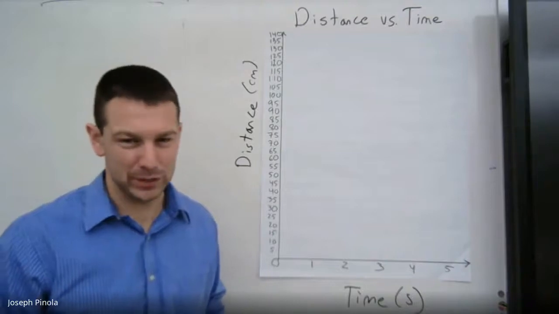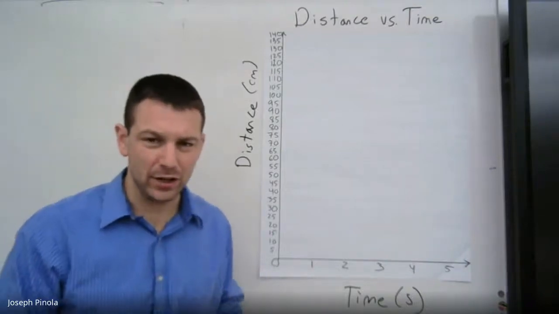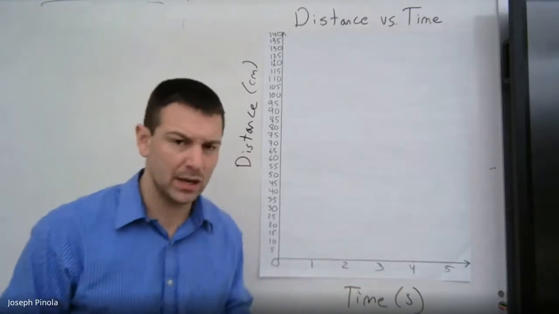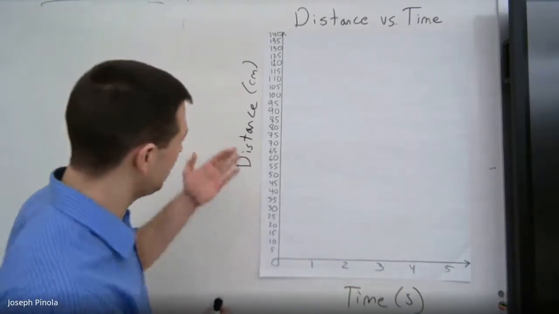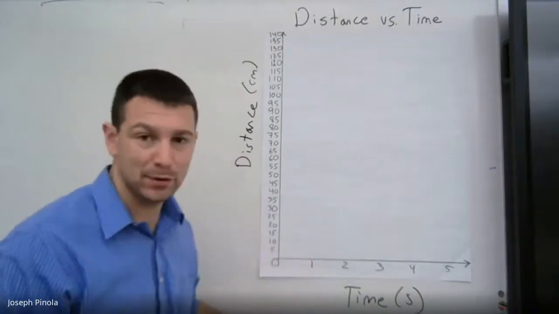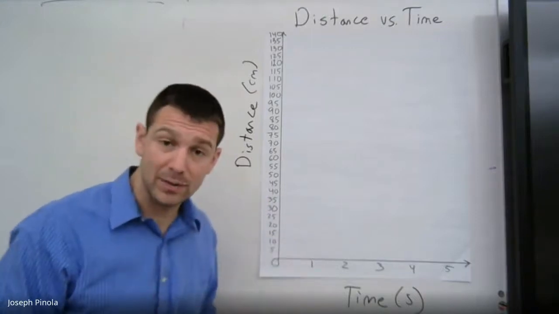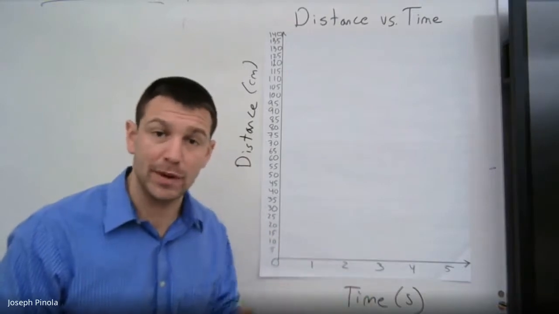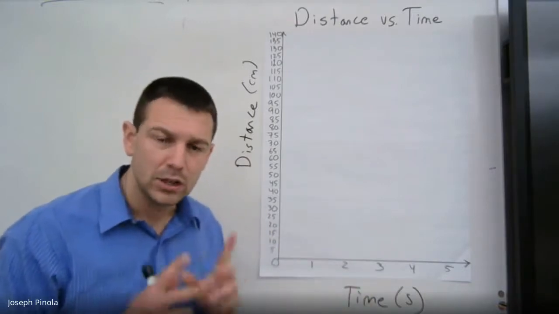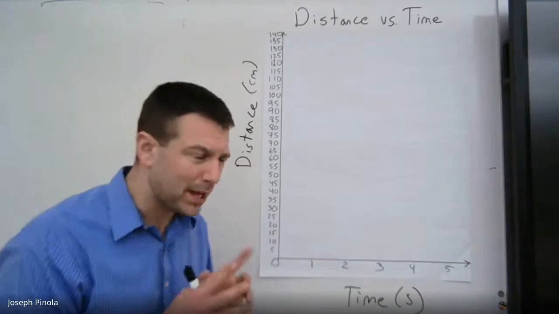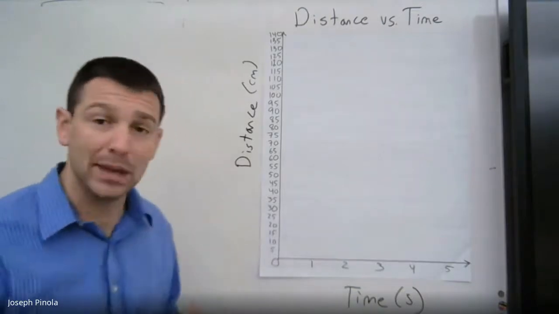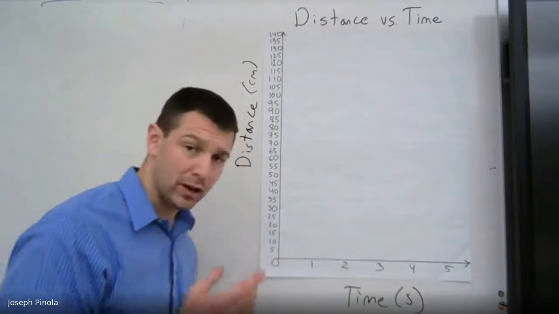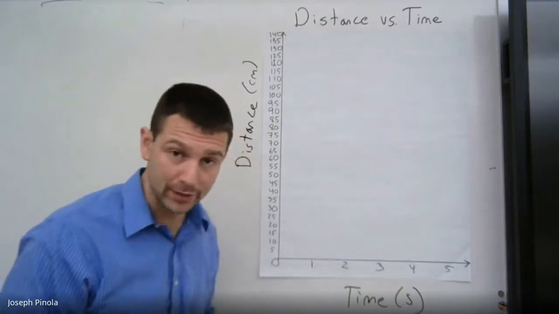Hello, folks. I'm Mr. Pinola, and now let's take a look at the main focus of our video today, graphing motion. We're going to do that by creating what's called a distance versus time graph. A distance versus time graph shows us where an object is after a certain amount of time has passed. So let's now see if we can plot the motion of both the red and the black train on the distance versus time graph. We're going to start off by plotting the motion of the red train.